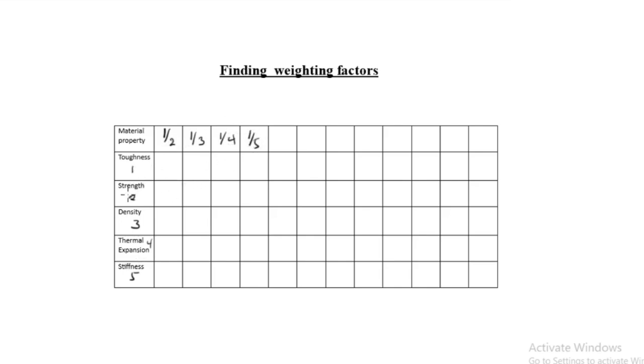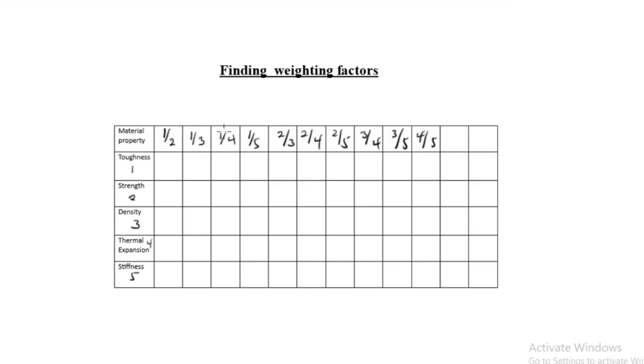Now we go to the second. We take strength and compare it with density, 2 and 3. Then we take strength again and compare it with thermal expansion, 2 and 4. And again with stiffness, 2 and 5. Then we go to the third one, density. We compare density with thermal expansion, 3 and 4, and with stiffness, 3 and 5. Then we take thermal expansion, 4, and compare it with stiffness, 5.